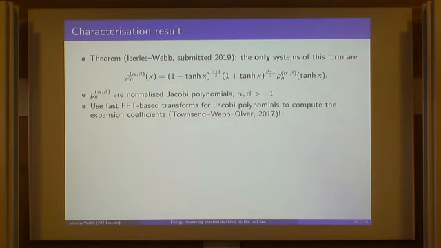So there are some polynomials here, Pn alpha beta. These are the normalized Jacobi polynomials. And they become functions on the real line via the tangent map. And then you pre-multiply by this weight. And these functions have the nice differentiation matrix. They're all normal.